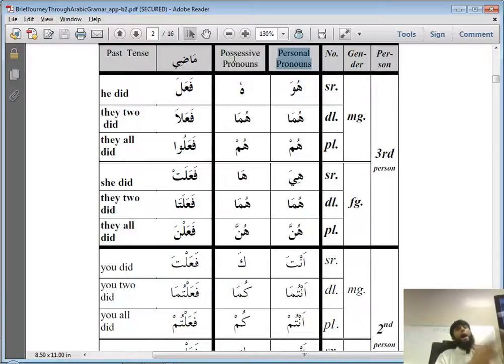So you're saying, I invited him to class. You don't say, I invited he to class, right? So this is different. So this section is telling you what you would use in Arabic for possession or for the object form. For the object form. So instead of saying him or his, you would say hu. Him or his, you would say hu.